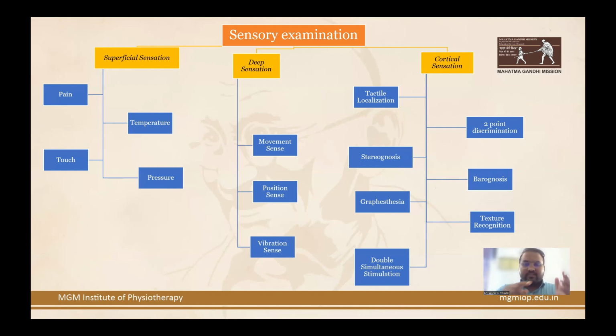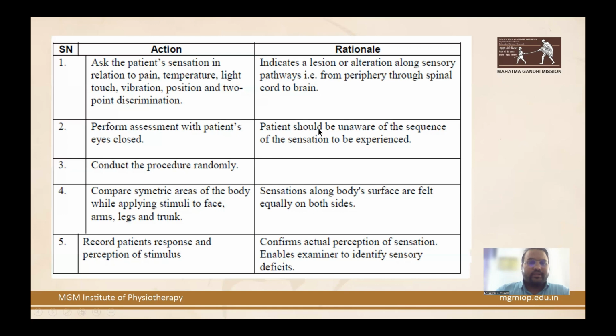Next is graphesthesia. If someone is drawing on your hand or palm, like a circular movement, that is graphesthesia. Double point stimulation: if you get a stimulation on both sides, you can feel it. 2-point discrimination: both types of discrimination can be present. Barognosis means the weight of the object, and textures like smooth, soft, or different types of textures can be recognized.